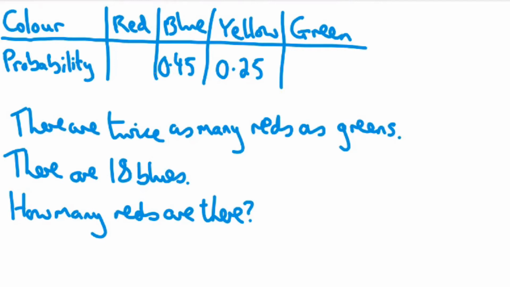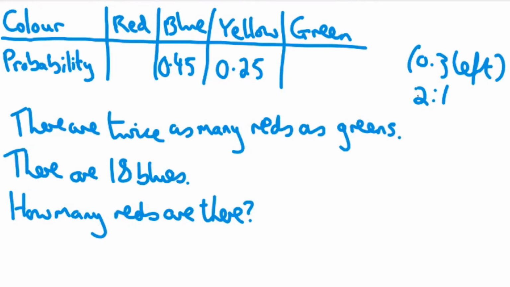Alright, so again, these probabilities need to add up to 1. So to work out what the red and the green are together, we'll just do 1 minus the 0.45 minus the 0.25, that's going to leave us with 0.3. So 0.3 is left, and we need to split that somehow between the red and the green. Well, there's twice as many reds as greens. So that's like a ratio of 2 to 1.